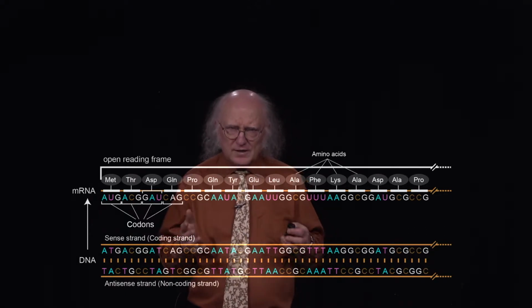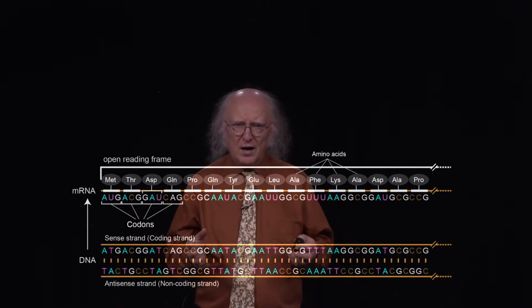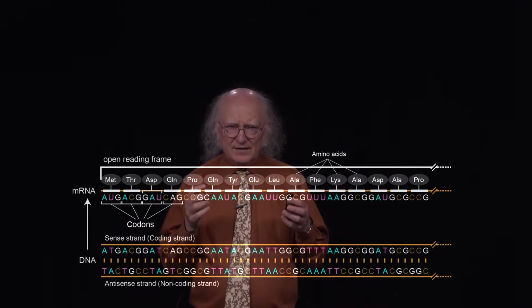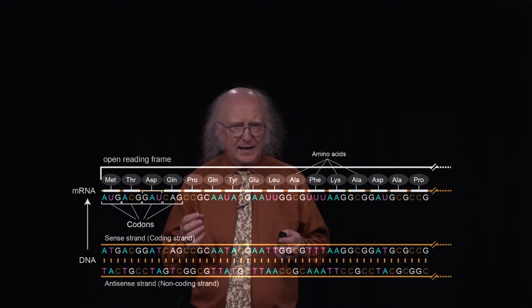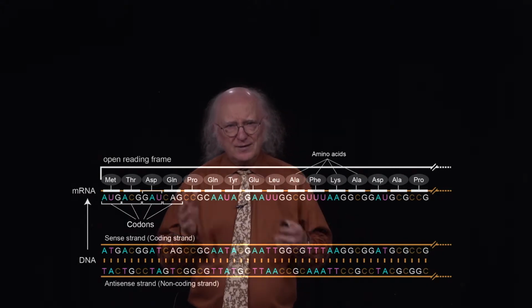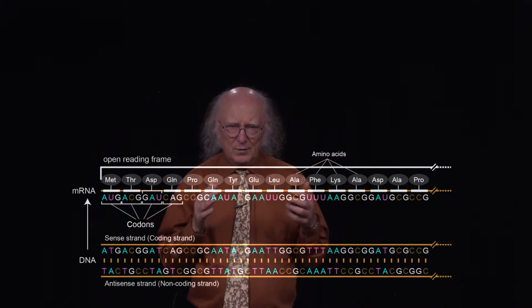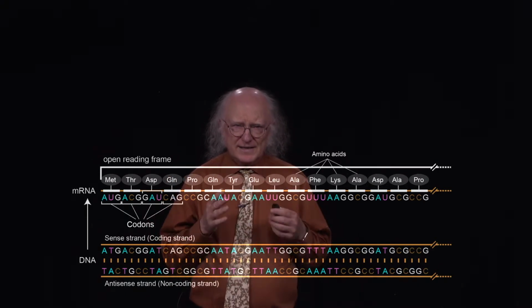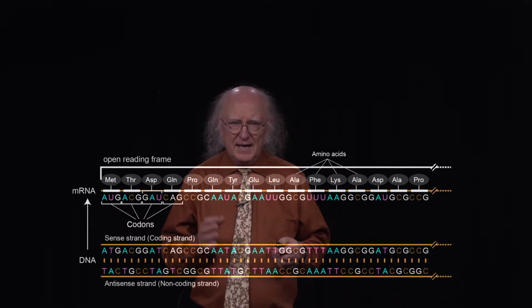Now, I want to use that term and emphasize that a codon is a sequence that's found in a messenger RNA. I'll talk later about an anticodon, and anticodons are found in transfer RNAs. So a codon is a sequence in a messenger RNA. It consists of 3 consecutive bases.